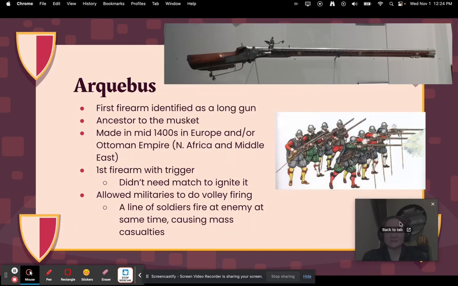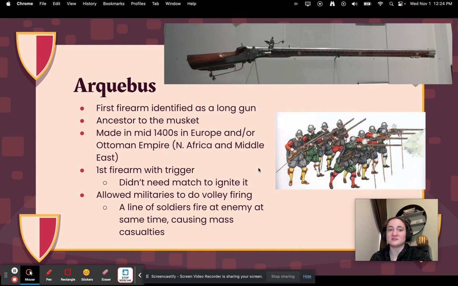All right. Then we have the arquebus. This is the first firearm that is identified as a long gun. So now it's looking more like the guns that we think of today. It's the ancestor to the musket, which was famous during the Revolutionary War in America. It was made in the mid 1400s in Europe or the Ottoman Empire. It's not sure which came first, or maybe they came at the same time. If you don't know where the Ottoman Empire is, that's okay.